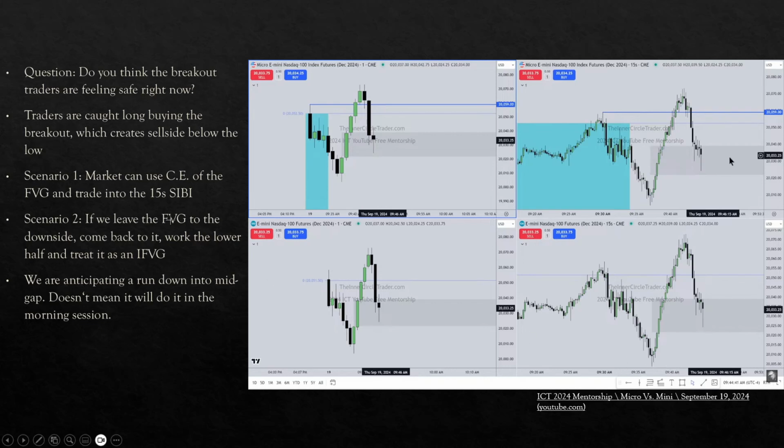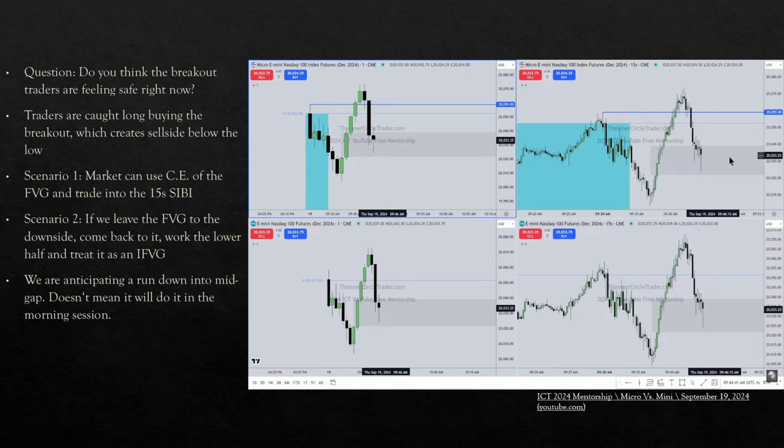So these are the two scenarios ICT outlined right here, and we're anticipating a run down into the mid gap. It doesn't mean that we will do it today in the morning session, it could have happened in the afternoon session. So again, if we think back to our last lesson, if we have an opening range gap, the first 30-minute bias is that we will seek a return to the mid gap price.